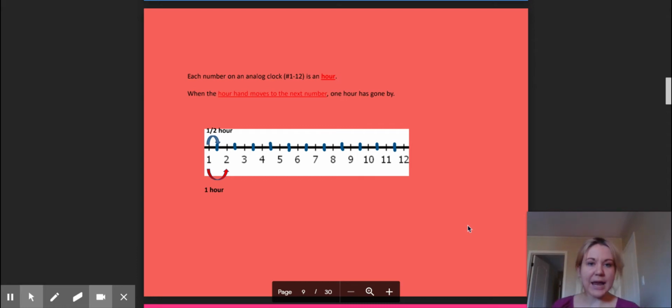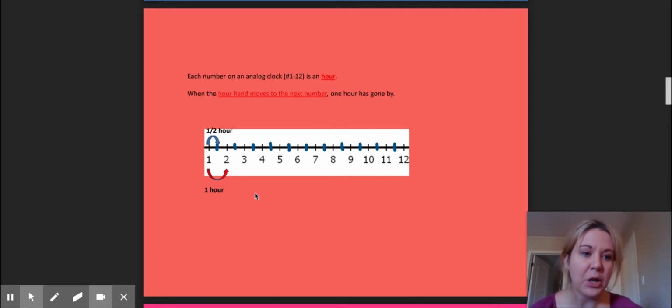Each number on an analog clock is an hour from 1 to 12. When the hour hand moves to the next number, 1 hour has gone by. So when it's at 1, it's 1 o'clock. An hour later, it's 2 o'clock. An hour later, it's 3 o'clock. An hour later, it's 4 o'clock. An hour later, it's 5 o'clock. Okay, so every time the hour hand moves to the next number, 1 hour has gone by.